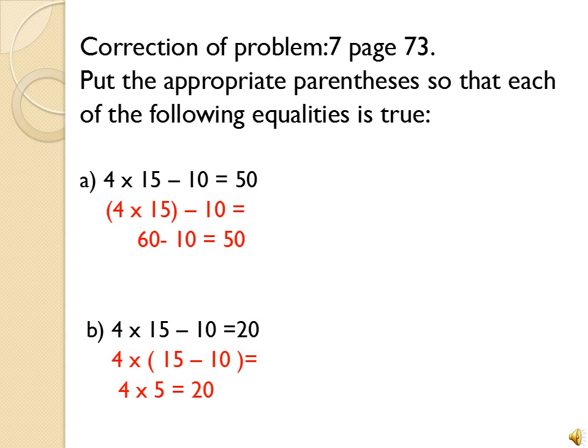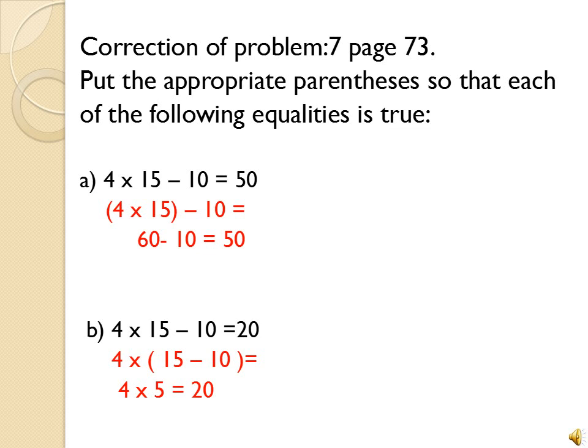So 4 times 15 minus 10, surely I will start with 4 times 15. I multiply them so I will obtain 60. 60 minus 10 equal to 50. So we got the same answer. So for this equality, to get the answer 50, the parentheses must be between 4 and 15.